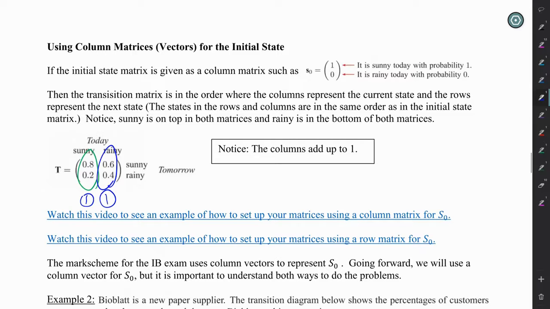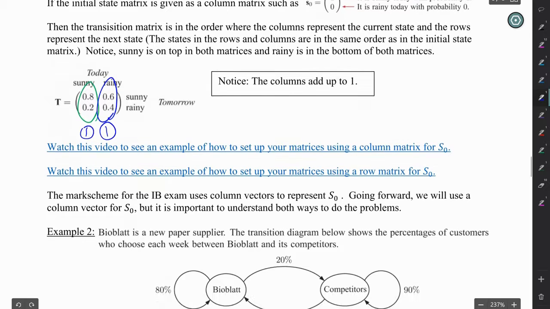The probability that it's sunny today and rainy tomorrow is 0.2. The probability that it's rainy today and sunny tomorrow is 0.6, and then rainy and rainy is 0.4. And then I have a couple other videos set up here where you can see how you can set up the same example, one with a column matrix, one with a row matrix.